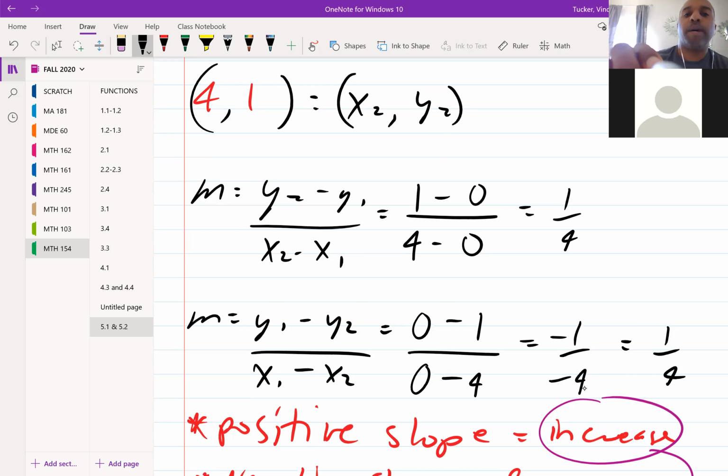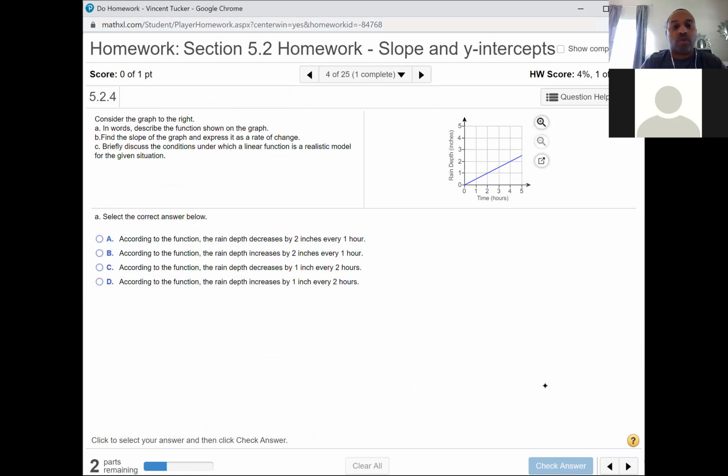All right, so let's go back to our choices. So it says, according to the function, A, rain depth decreases by 2 inches every 1 hour. Then it says increases by 2 inches every 1 hour. Then it says decrease by 1 inch every 2 hours, or increase 1 inch every 2 hours. All right, and also look at what we have here. Time is down bottom, which is our x, and rain depth, which is inches, is on the vertical axis, which is our y. So that's going to matter in a second.